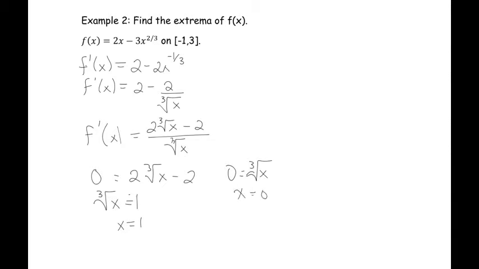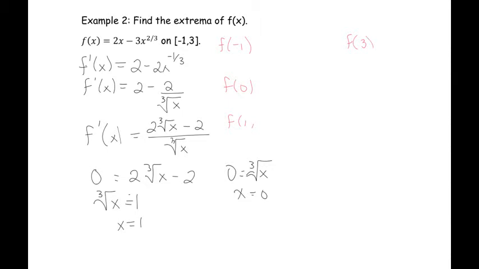So now I'm going to evaluate it at all the critical values, and I'm going to evaluate f at the endpoints. So I'm going to find f of negative 1. I'm going to find f of 0. I'm going to find f of 1. And I'm going to find f of 3.